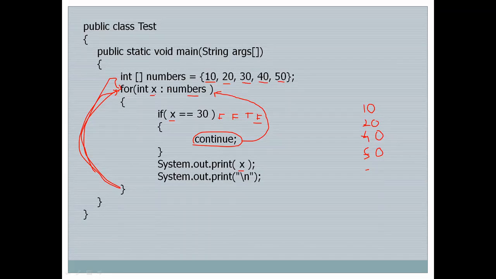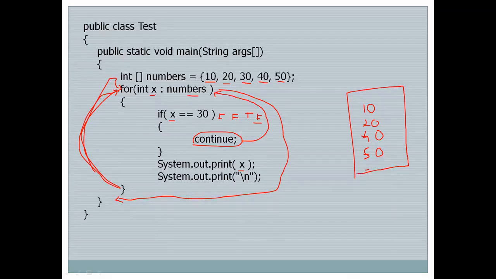So as there is no value to be assigned to x, the loop ends, and from that point it will come out of the for loop and the statements after the for are executed. There are no statements after the for, so the program ends here. If you look at the output, we have 10, 20, 40 and 50. One iteration which prints value 30 is skipped because of the continue statement. Now this is how a continue statement can be used inside a for loop.